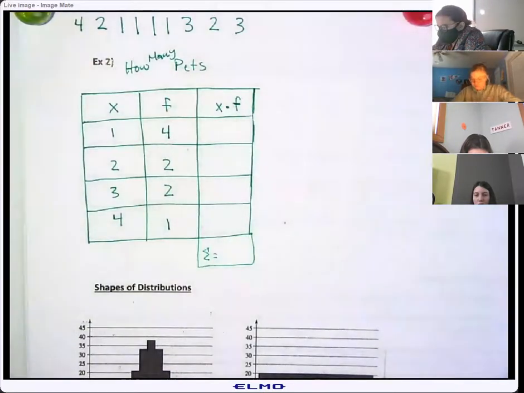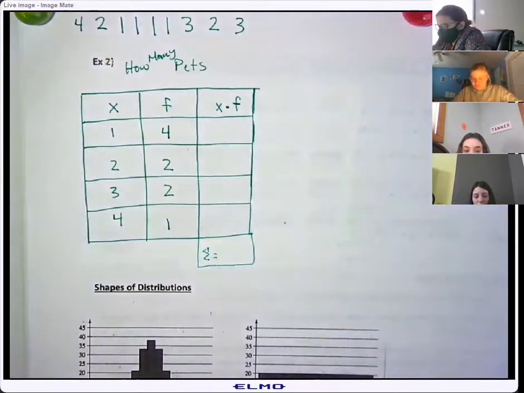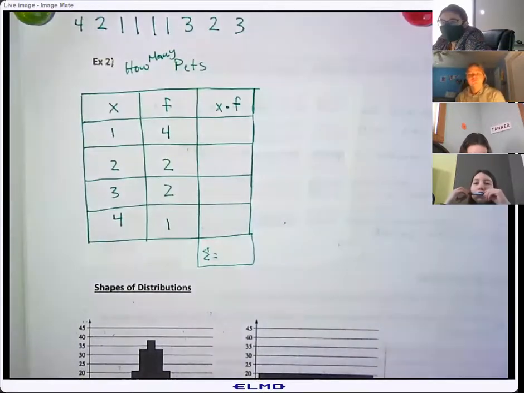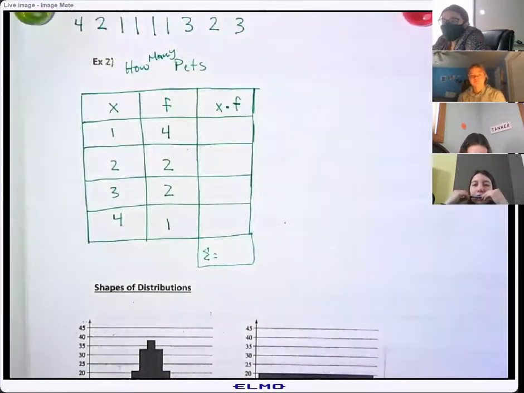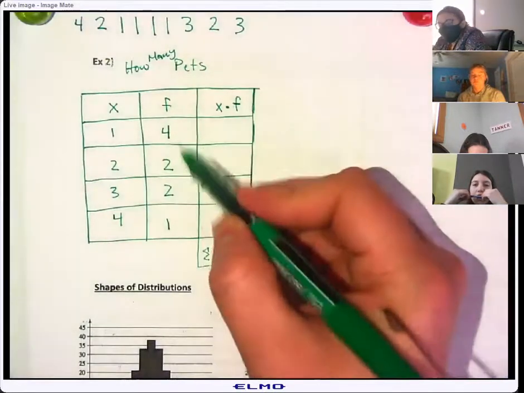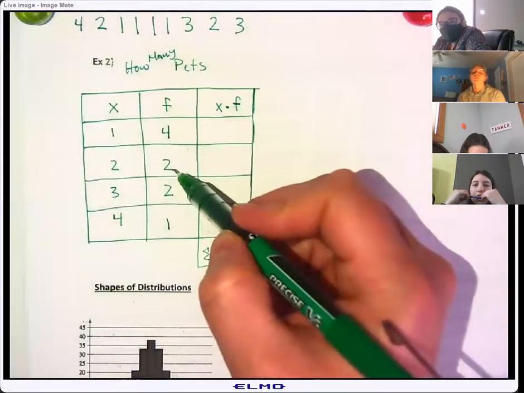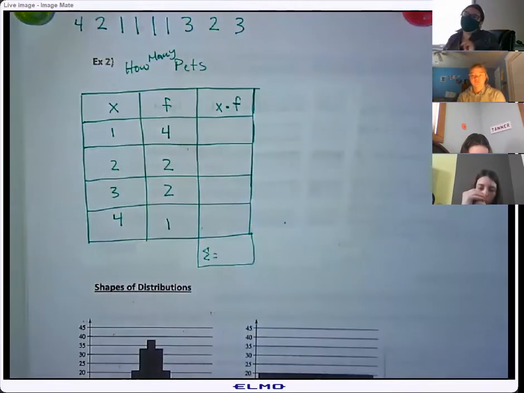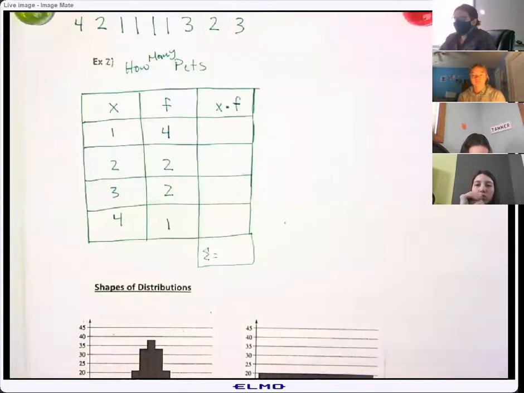Now, does this save you a lot of time with this data set? Probably not. There's only 9 numbers, right? We could easily just add them up and divide by 9. But if you had something like 800 in this first category, 600 in this category, you see how this would save your time? So you wouldn't have to be like 1 + 1 + 1 + 1 + 1 + 1 + 1 + 1 800 times, right?